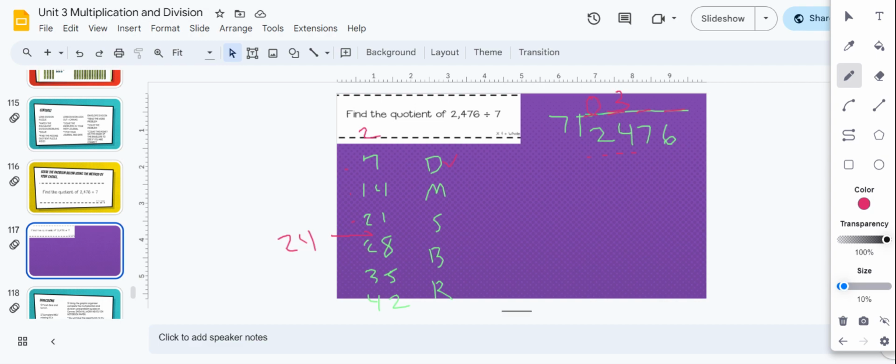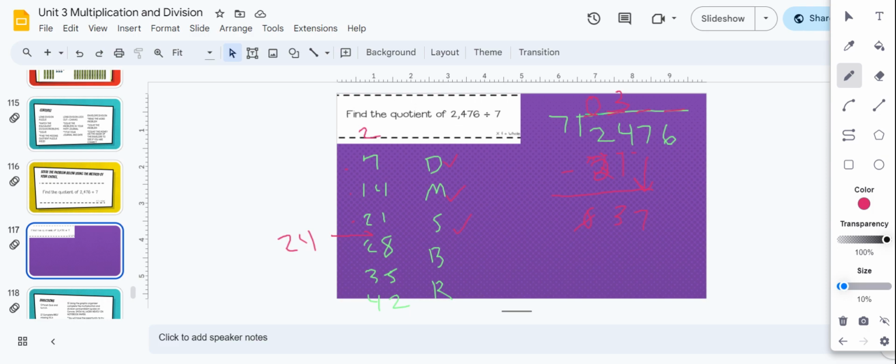So then I'm going to multiply that 3 times the 7, my divisor, and I'm going to get 21. Okay? And that's multiplication. Then I'm going to subtract, and that's a 21. Sorry, it's hard to write. 4 take away 1 is 3, and then 2 take away 2 is 0. So I just subtracted. The next step is to bring down my next number in my dividend, which is a 7.